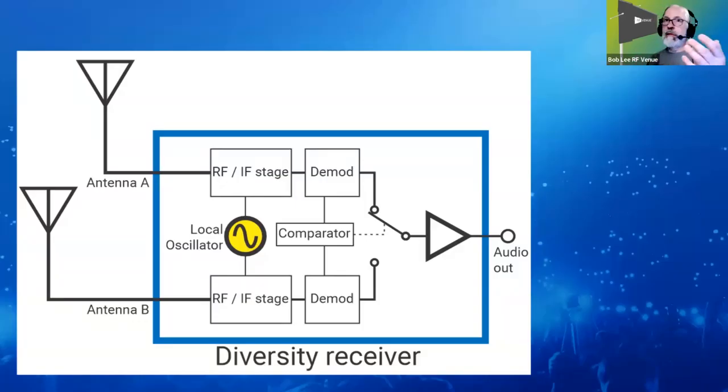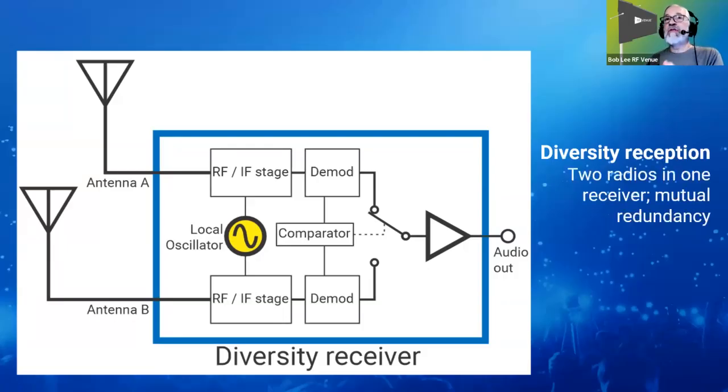So technically, or more theoretically, you could possibly get, with that setup, 99.99% reliability, and that's less than a few milliseconds, or 360 milliseconds possibly of dropouts per hour, potentially. Okay, so like I said, this is diversity reception: two radios and one receiver, and mutual redundancy.